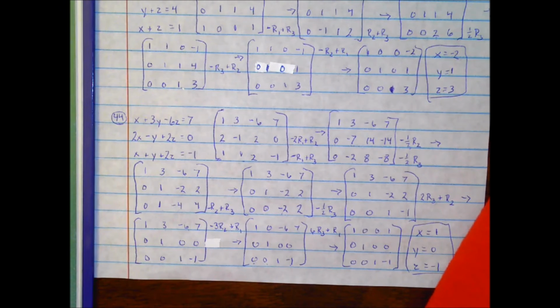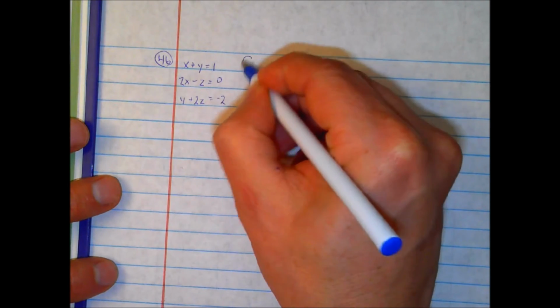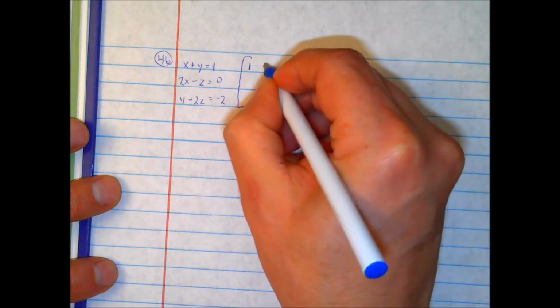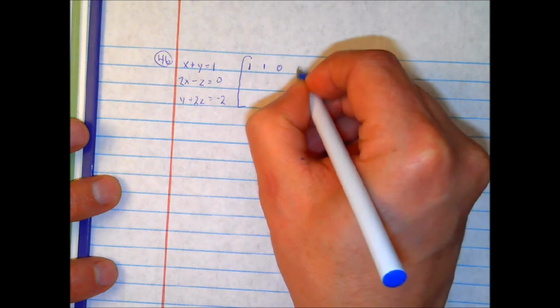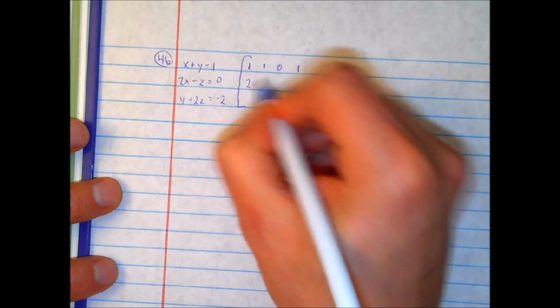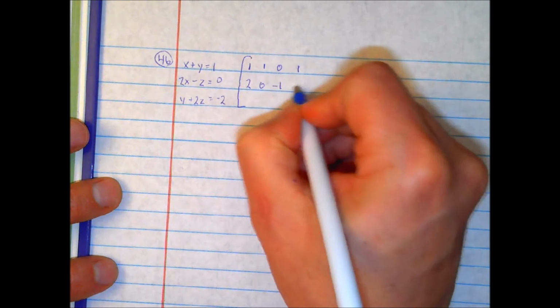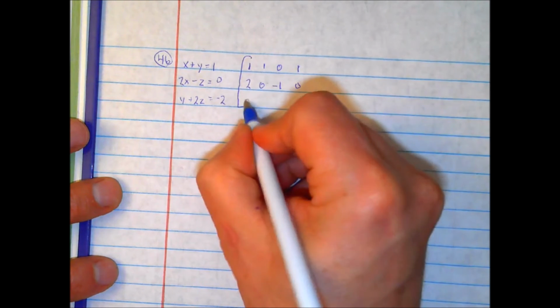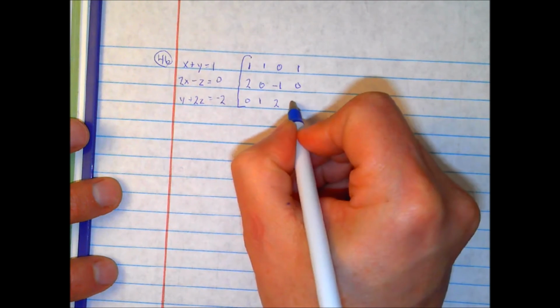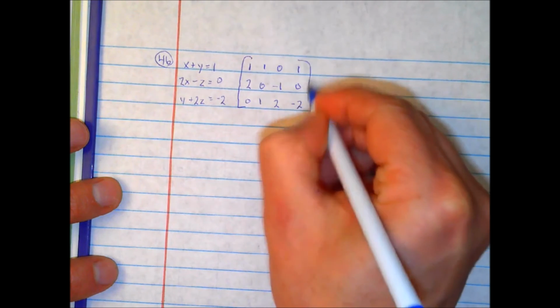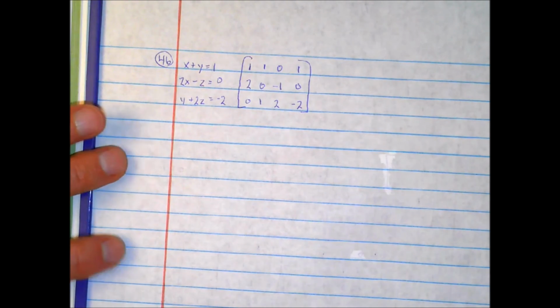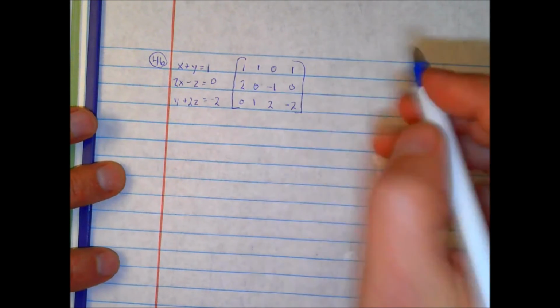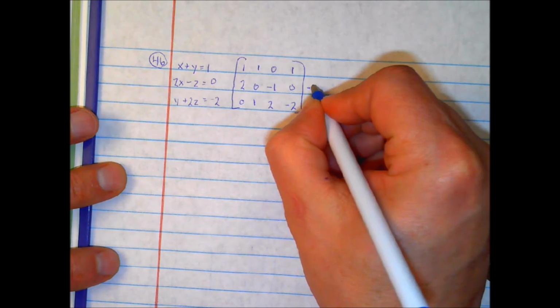Number 46: 1x, 1y, 0 z's equals 1. 2x, 0y, minus 1z equals 0. 0x, 1y, 2z equals negative 2. Okay, there our work starts. Let's get this to be a 0. So negative 2 times row 1, add it to row 2.